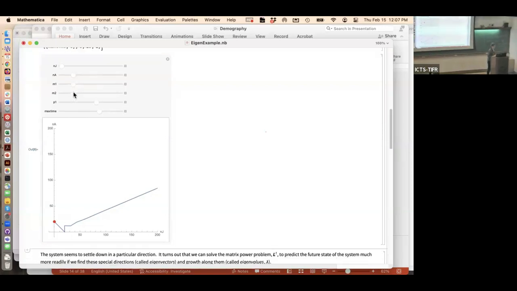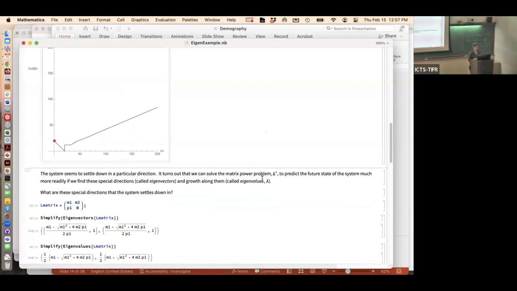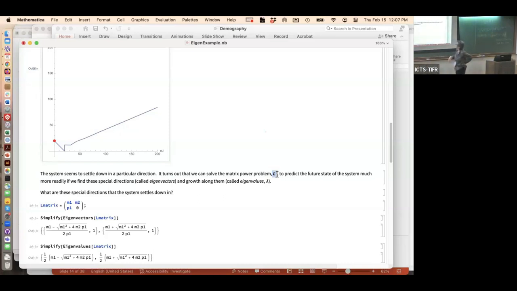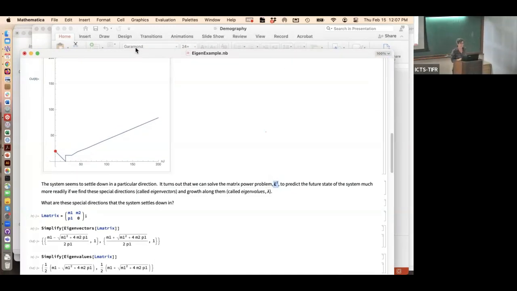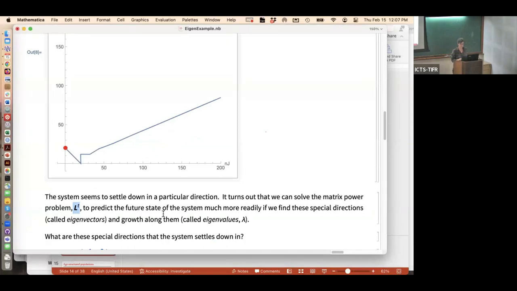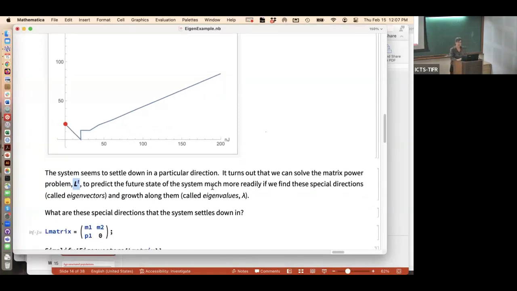It turns out that we can write any matrix power problem like this one, the Leslie matrix raised to the power t. We can predict where the system will go in the future using these special directions. Let me expand. This is a little hard to see. There we go. So our goal right now is to solve matrix problems to predict the future state of the system more easily by finding special directions called eigenvectors and growth along them called eigenvalues.